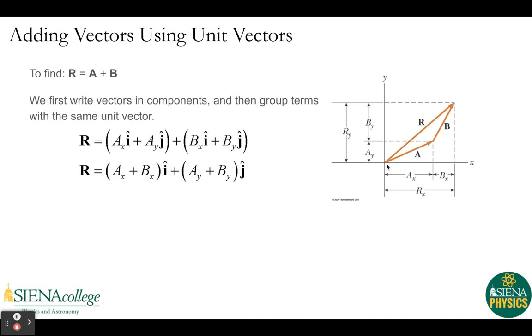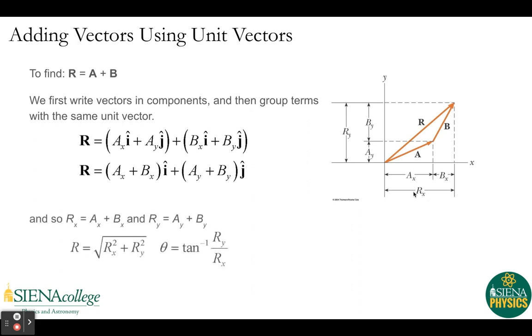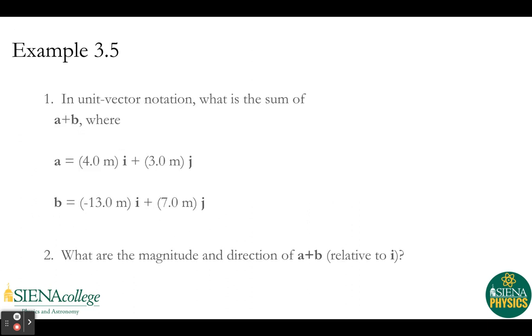If you look at R, the x component of R is the x component of A plus the x component of B, and the y component of R is the y component of A plus the y component of B. Then we can find the length and the direction by taking the square root of rx squared plus ry squared, and then using trig to find theta by taking the inverse tan of ry over rx.